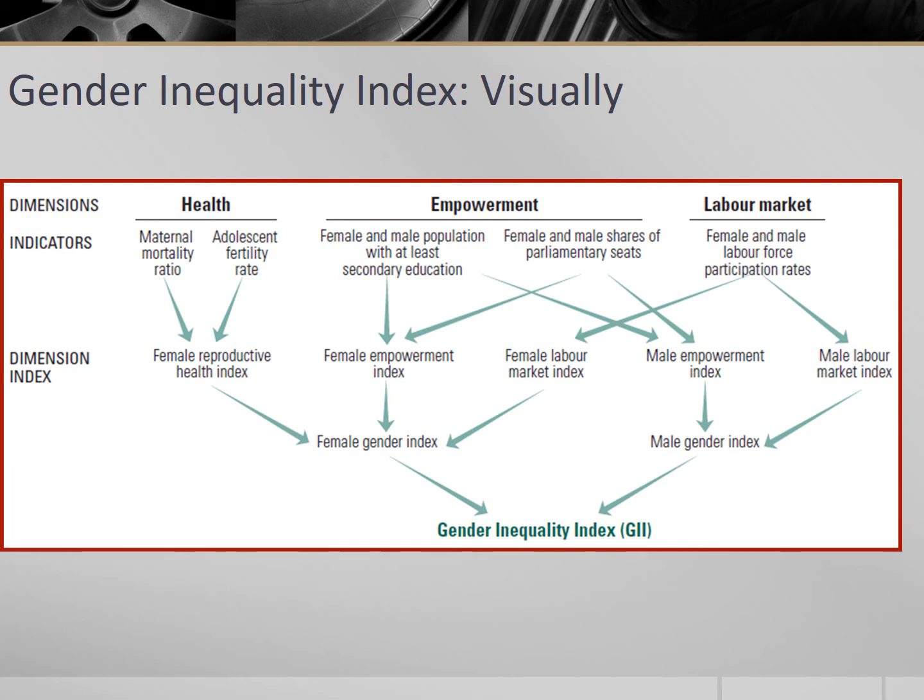Now, this is a visual that looks at those same characteristics that we just went over, those same indicators that comprise the Gender Inequality Index. But to simplify this, the Gender Inequality Index essentially comes up with a female gender index and a male gender index. The bigger the gap between those two indices, the more unequal a country is, and thus there is a greater likelihood that human development is lost due to that inequality.